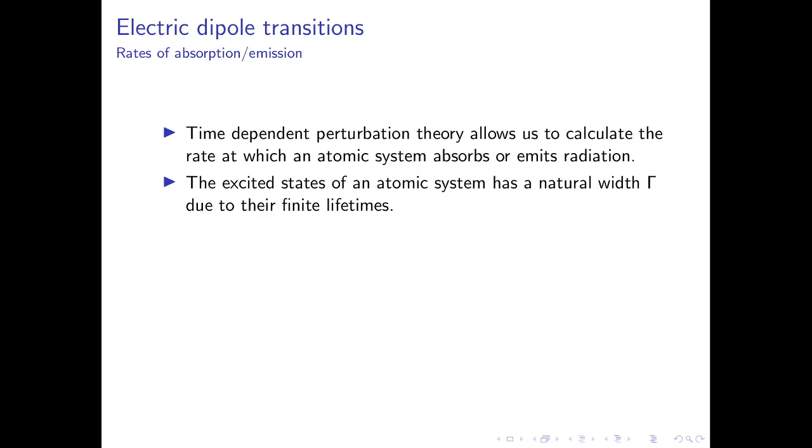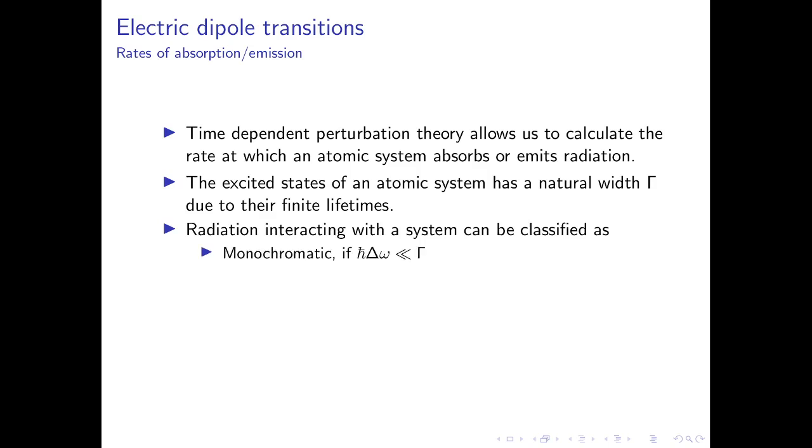And so you classify incident light as monochromatic or wideband depending on how the spread of frequencies in the radiation compares to the natural line width of the lines that we are talking about. So if h cross times delta omega, where delta omega is a spread in the frequencies, is much less than the natural line width gamma, then you treat the radiation as essentially monochromatic. You can forget about the spread of frequencies, just use one. On the other hand, if h cross delta omega is much bigger than gamma, you have wideband radiation.